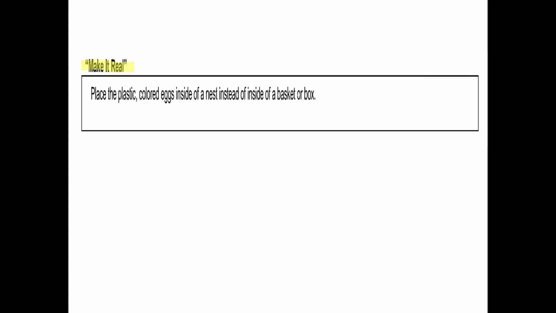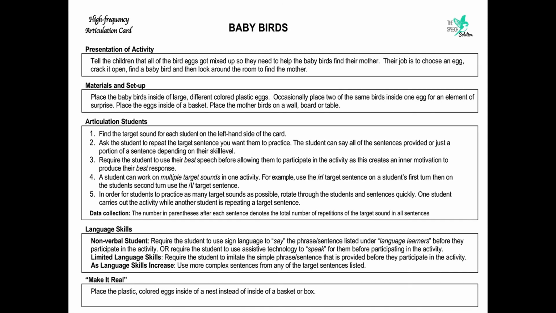The last area on the card is the Make It Real section. We added this section to our card because we know that real objects and everyday materials enrich an activity and take it to a higher level. So we give suggestions in this section on how to replace pictures for real objects if possible. So that explains side one of the articulation cards.